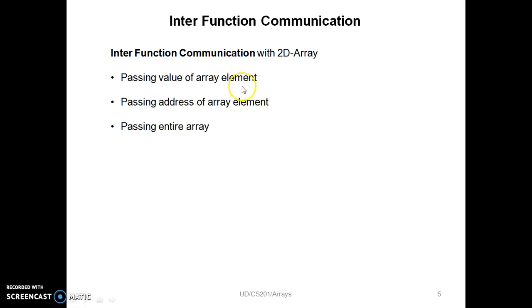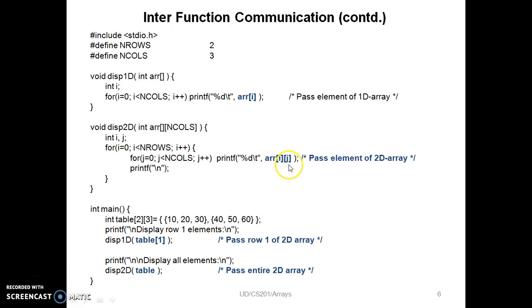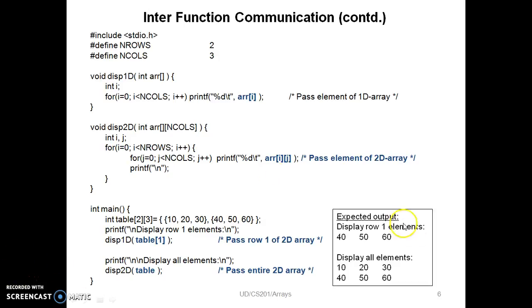Just like one-dimensional arrays, functions can pass 2D arrays in 3 different ways: passing a specific array element, passing the address of the array element, and passing the entire array. Please check the examples here. So here a specific array element, rather the value of the array element, has been passed, and in this case a specific row has been passed, and in this case the entire 2-dimensional array has been passed. Please take a pause and check this example carefully. Well, the expected outputs are like the following. So these are the row 1 elements, and these are all the elements after passing the entire array.